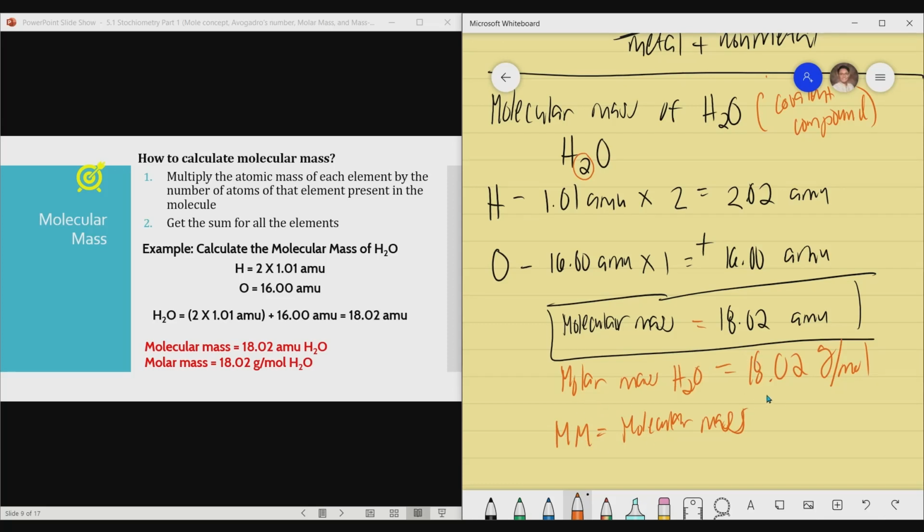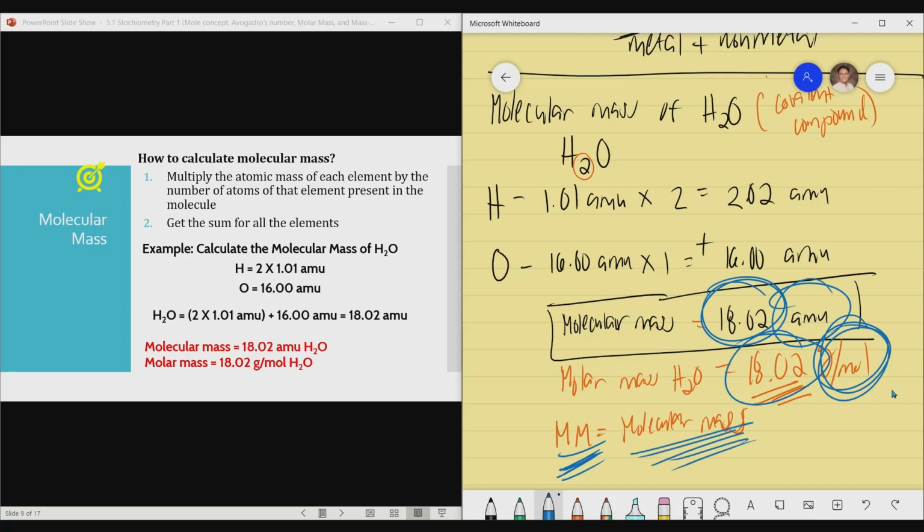I will simply write 18.02, but the difference is the unit. I have the same values, 18.02, but different units. For molecular mass, I have AMU. For molar mass, I have gram per mole. Because remember, molar mass is equal to molecular mass. Same value, different units. AMU for molecular mass, gram per mole for molar mass. Okay? So hopefully that's clear.